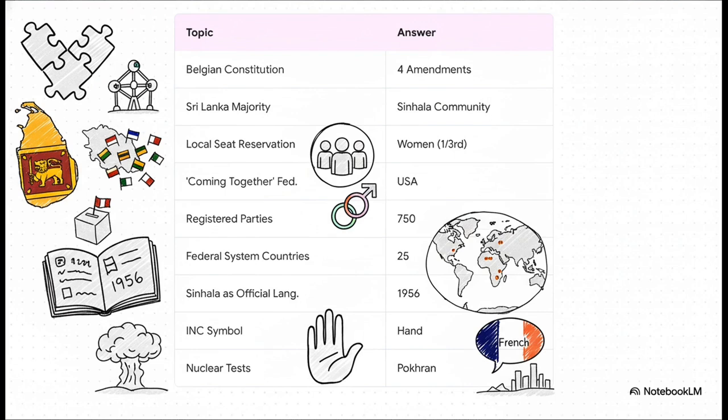Okay, let's rapid fire through these key facts. First up, power sharing. You've got Belgium, where they amended their constitution 4 times just to make sure everyone in their diverse country got along. Then you have Sri Lanka, where the Sinhala community is the majority.